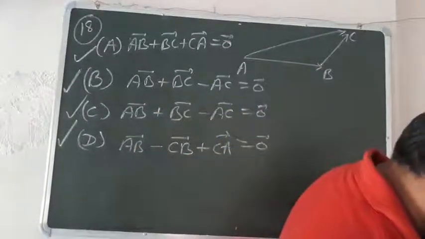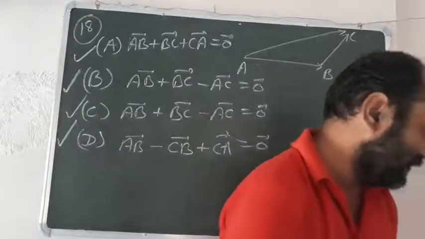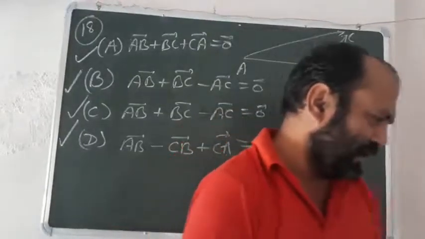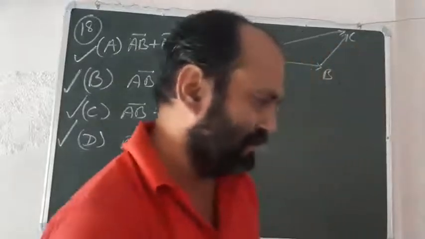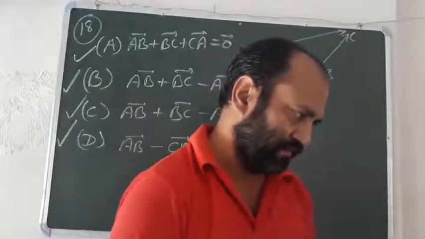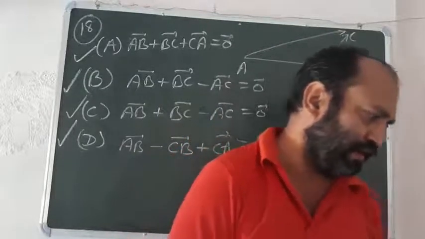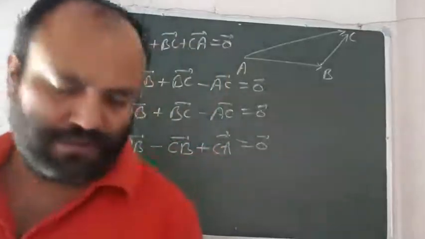Now next is question number 19. Question number 19 is: if A vector and B vector are two collinear vectors, then which of the following are incorrect? Which of the following are incorrect?